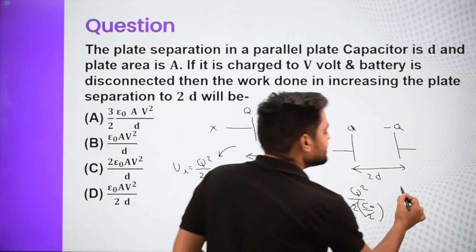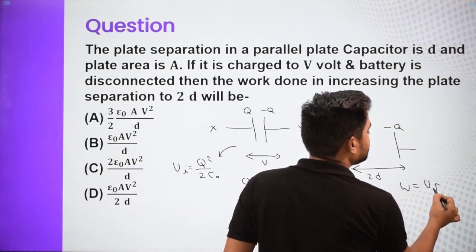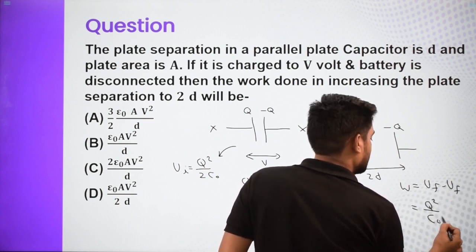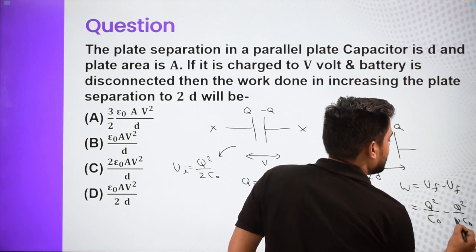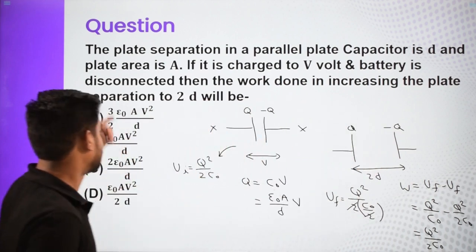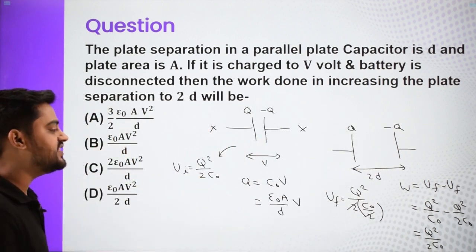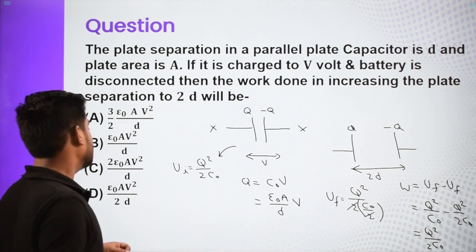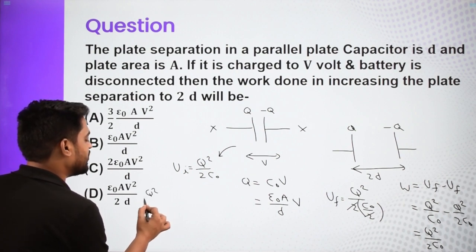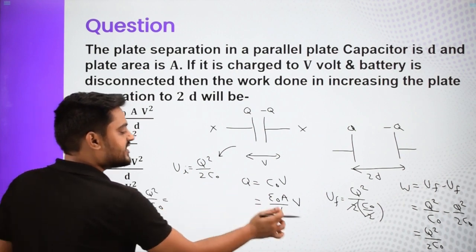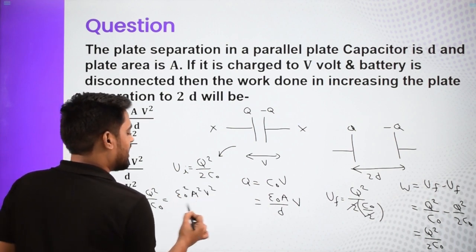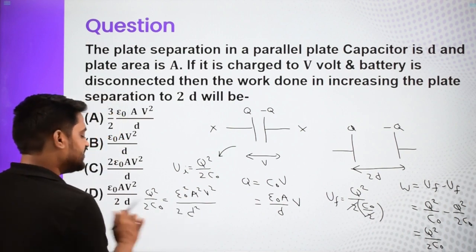So work done is nothing but the increase in potential energy, and that is Q square by C naught minus Q square by 2C naught, and eventually the answer is Q square by 2C naught. Now if we see our options, no such option has been given. So we just need to write the values of Q and C naught. We need to substitute those two values. So what is Q square by 2C naught? Let's have a look. Q is nothing but this, and the square of this is epsilon naught square A square V square by D square, and 2. What about C naught?